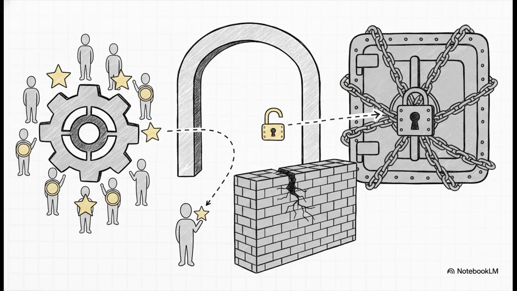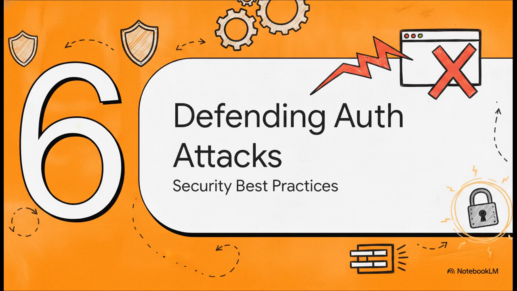So instead of checking permissions for every single individual user, role-based access control assigns roles upon sign-up. When a user makes an API request, the server immediately checks their role. If a basic user tries to access that dead zone, nope, the server instantly rejects it with a 403 forbidden error. And finally, Section 6, Defending Against Auth Attacks. Let's look at some real-world security best practices.